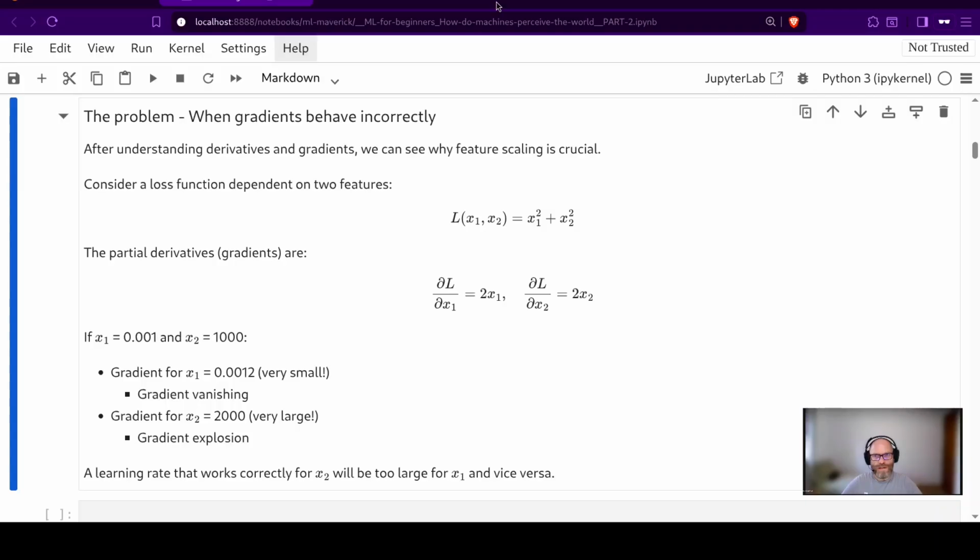If x1 is 0.001 and x2 equals 1000, the gradient for x1 is then 0.002, very small. Gradient vanishing. The gradient for x2 is then 2000, very large. Gradient explosion. A learning rate that works correctly for x2 will be too large for x1, and vice versa.